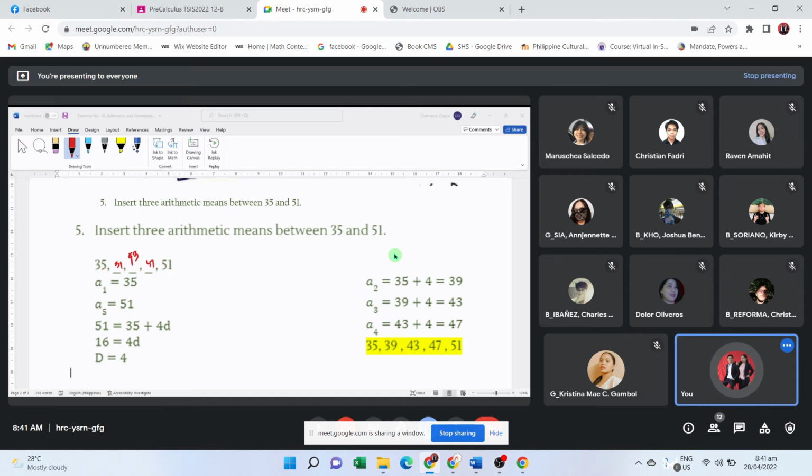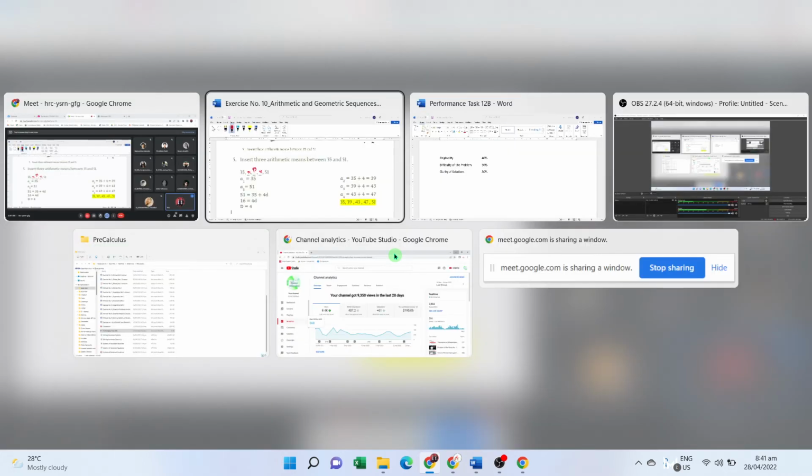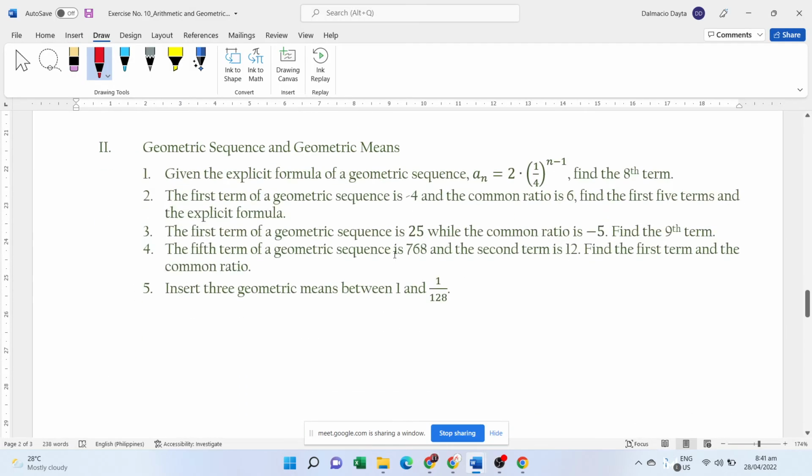I'm grading it by the way you are correcting your mistakes in the exercises. Alright? Okay lang yan. Now, part 2 tayo.